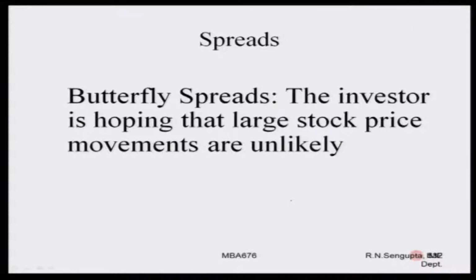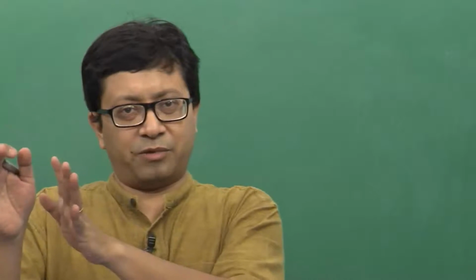Now, consider the butterfly spread. The investor is hoping that large stock price movements are unlikely. So, if you go through all the examples we have done, in one instance prices would be on an increasing trend, considering a forward and option, then considering prices on a decreasing trend, again a forward and option, and later we considered only options, thinking prices are increasing, bullish, prices are decreasing, bearish. And in this example we will consider that the investor thinks that the prices would not be fluctuating too much.